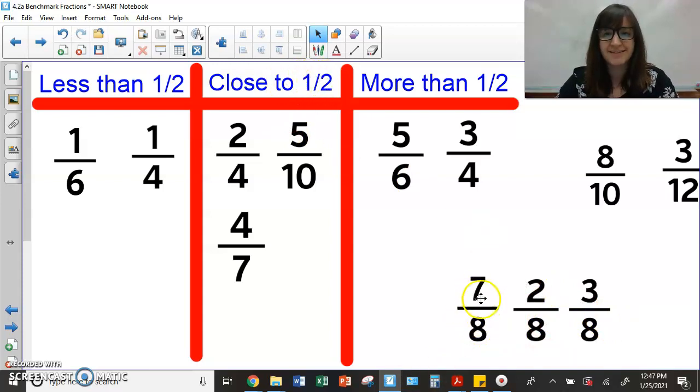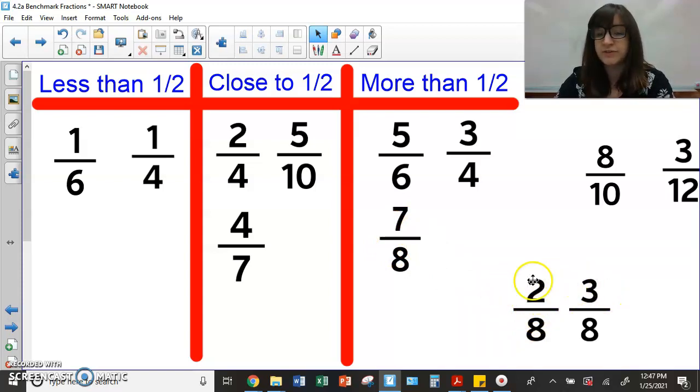We know that 7 out of 8, 7 is significantly more than 4, especially in relationship to 8. And 7/8 is only one piece away from being one whole, just like my 5/6 and my 3/4. So I know that this one goes under my more than 1/2 category. So now we have 2 and 3.